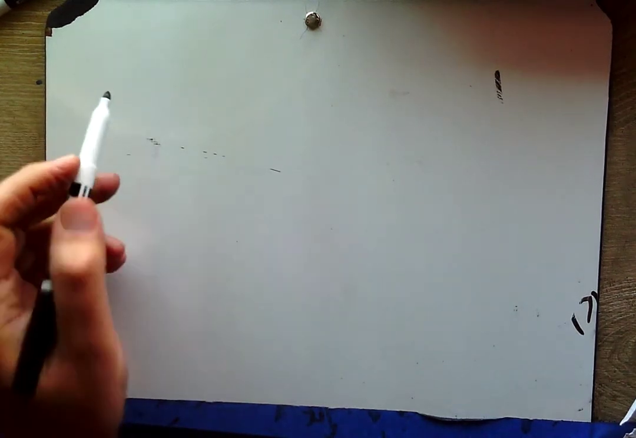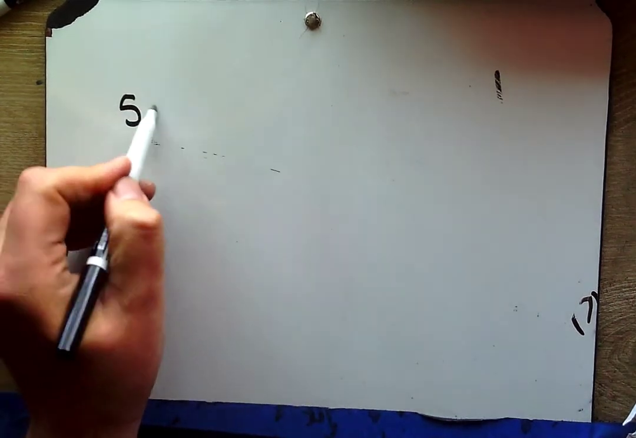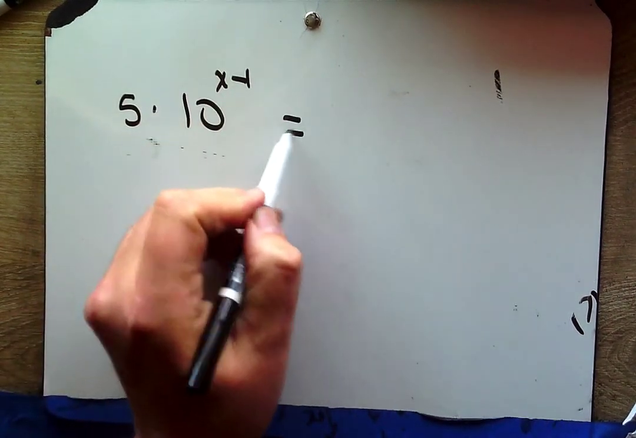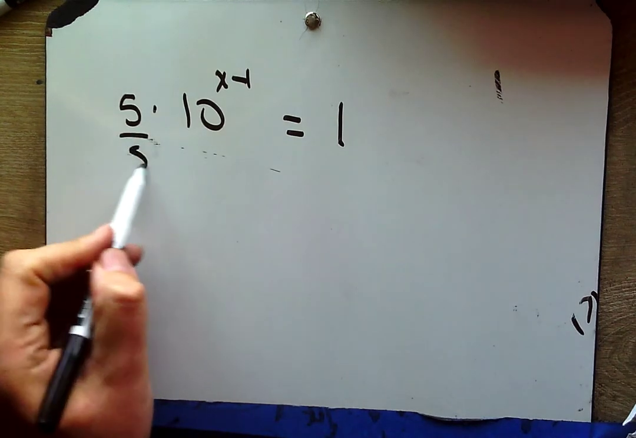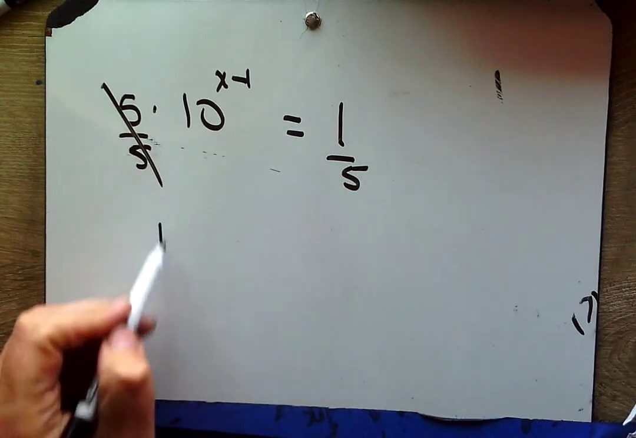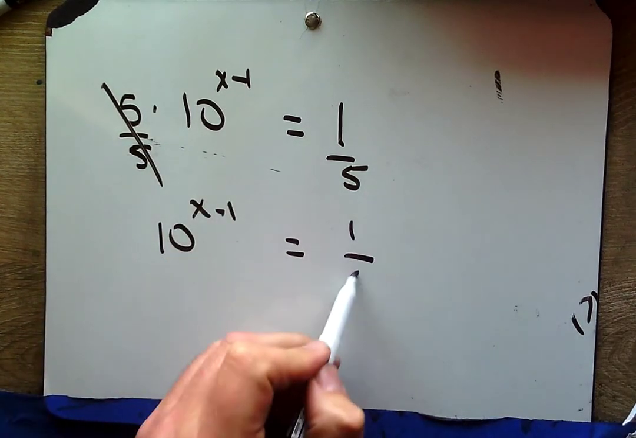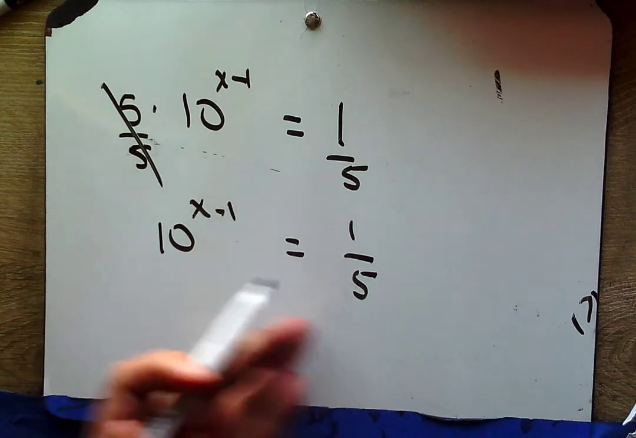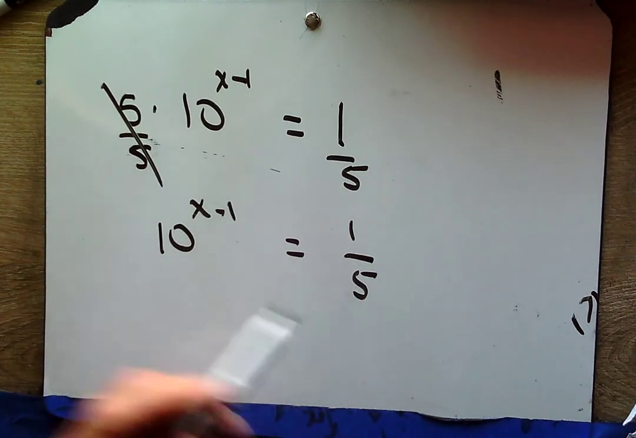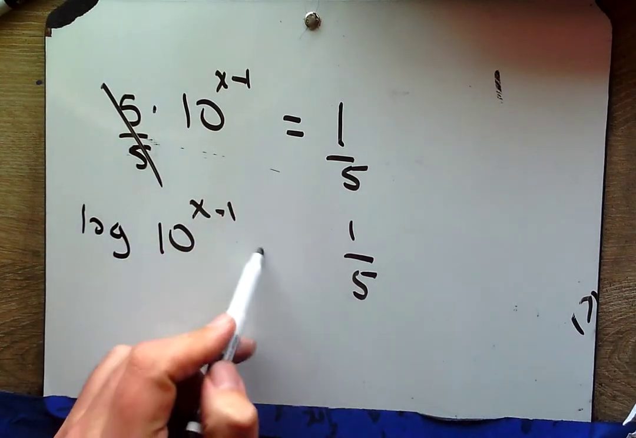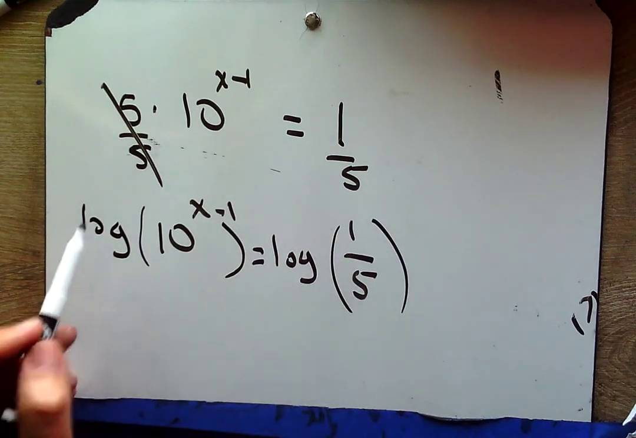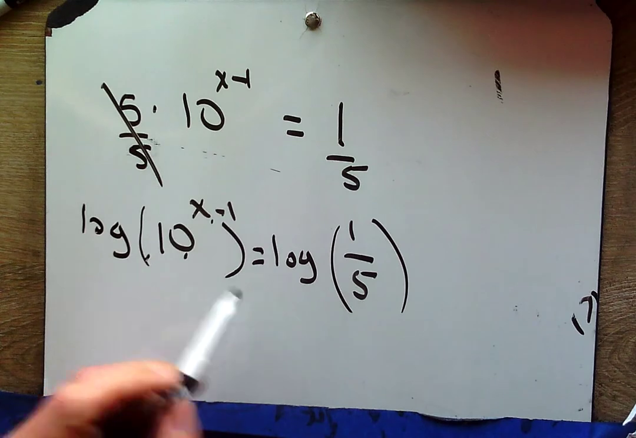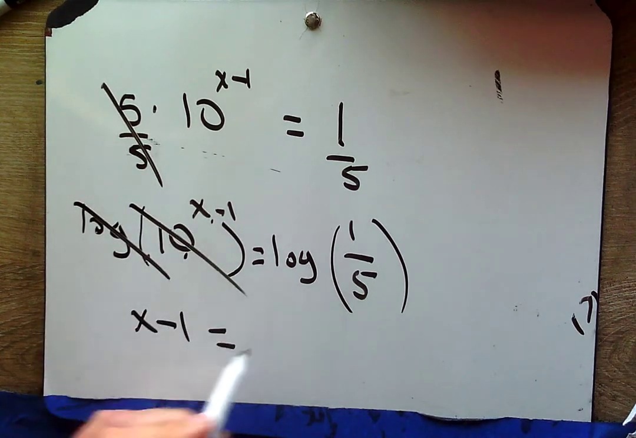Well, how about this one? This seems a little more exciting. 5 times 10 to the x minus 1 equals 1. Yeah, what do you do here? Well, you know, divide by 5 seems reasonable. And I've got 10 to the x minus 1 equals 1/5. And I can take the ln of both sides. I could also take the log of both sides. Remember, log, the common log, is log base 10. So log base 10 of 10 to the power of, those are inverses and cancel each other out.